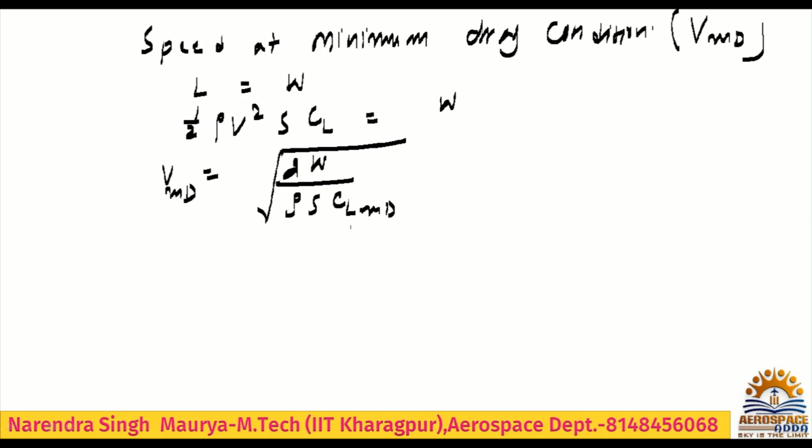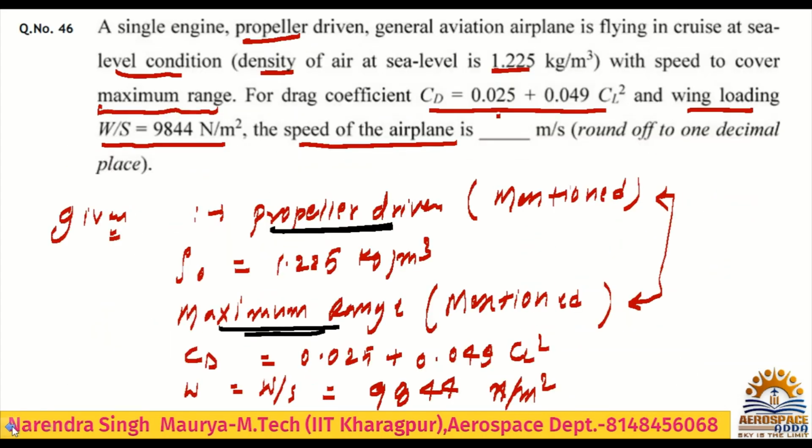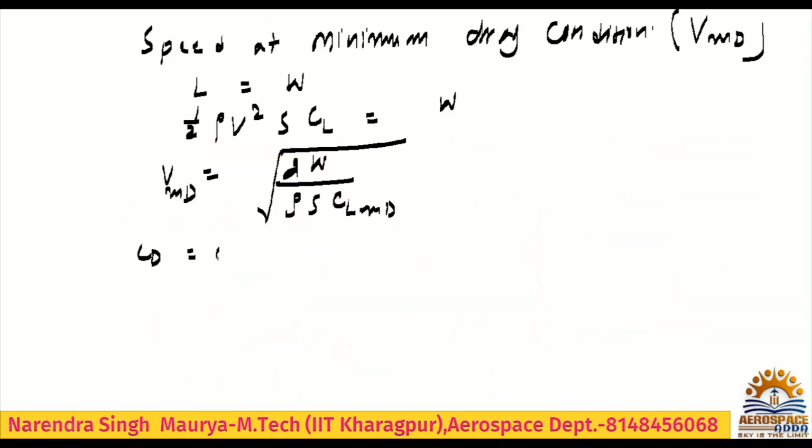How to calculate CLMD? From the drag polar, you know very well. For the drag polar it is given. How much is it given? CD is equal to, I think, 0.025 plus 0.049 CL square. So what is the CLMD, the lift coefficient at minimum drag condition? This is the square root of CD naught by K.